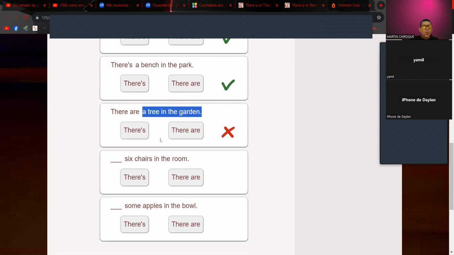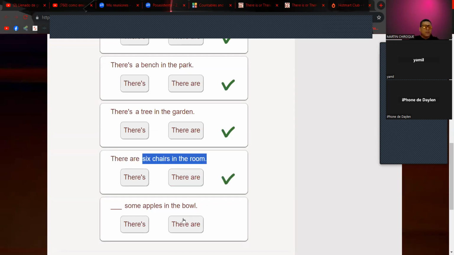And you say, there is a tree. There is a tree. Six chairs in the room: there are six chairs. And you have to say, there are some apples in a bowl. Some apples in the bowl. There are. Right, very good.